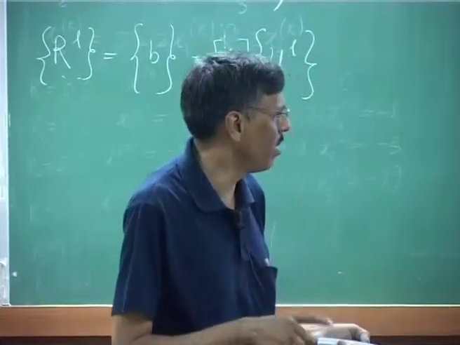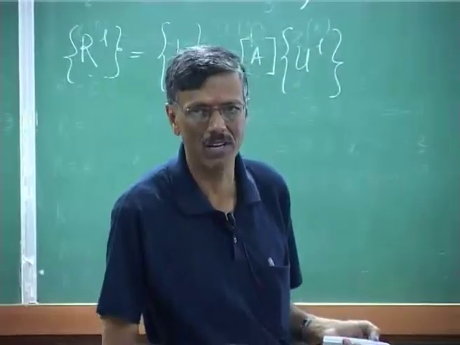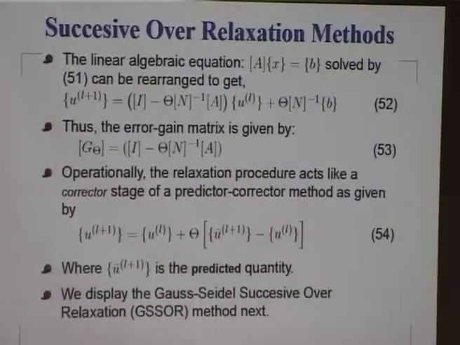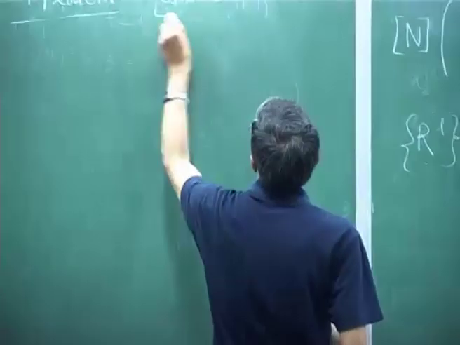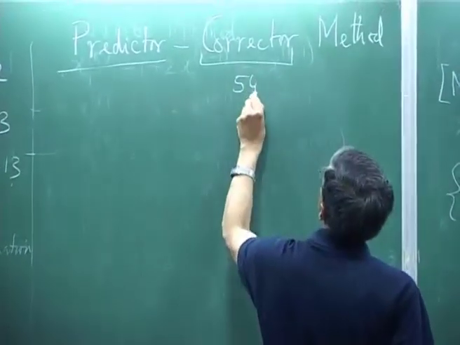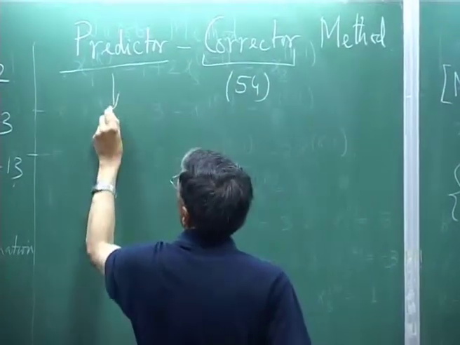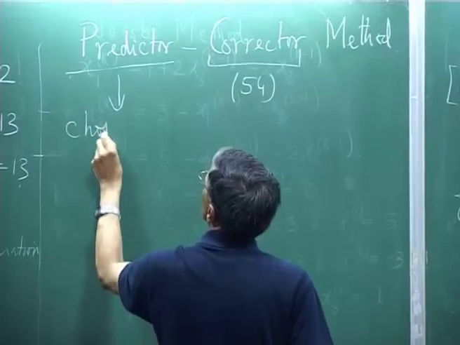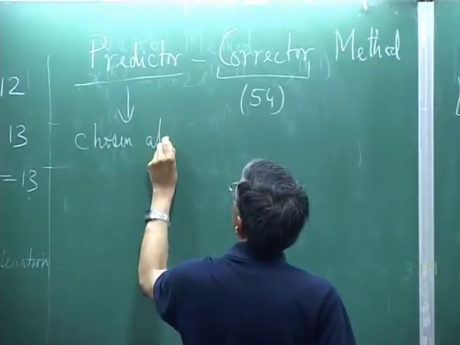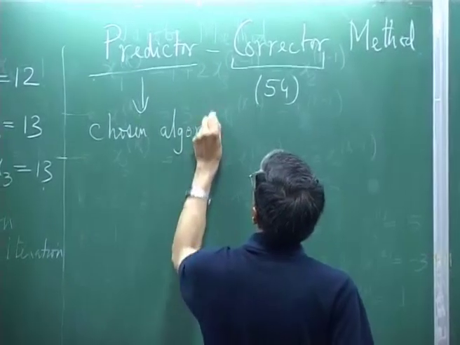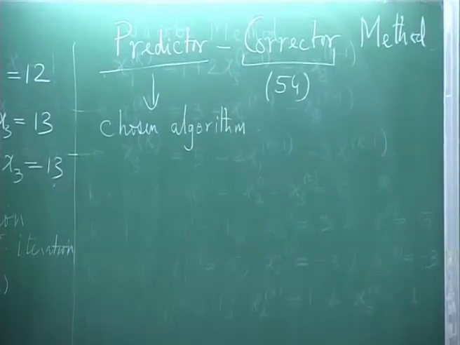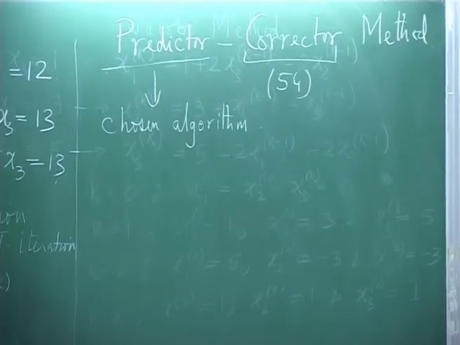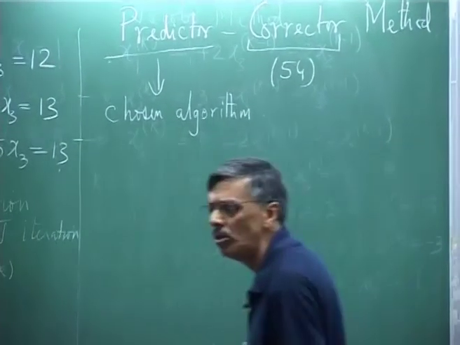So now what you are doing, you are overlaying an additional correction, and that correction is obtained from this equation 54. So equation 54 is your corrector stage, and this is your chosen algorithm. So it's basically the method that you may like to adopt. You will do that.